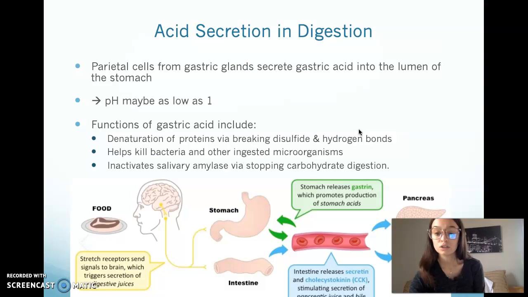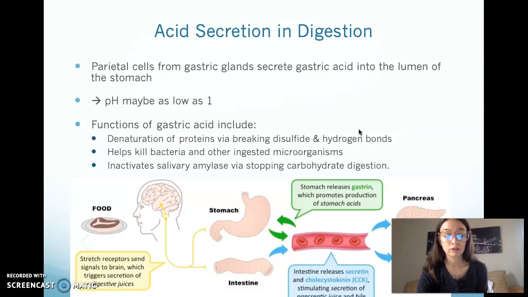Next slide. So we're going to start with acid secretion and digestion. The parietal cells from the gastric gland secrete gastric acid into the lumen of the stomach, which makes the stomach very acidic. It can be as low as pH 1, but is typically around pH 2 to 3. The functions of gastric acid include denaturation of proteins via breaking disulfide and hydrogen bonds in the amino acid sequence of a protein. It helps kill bacteria and other ingested microorganisms. So as I was saying before, that's more of the protection of the stomach. And then it inactivates salivary amylase, stopping carbohydrate digestion.